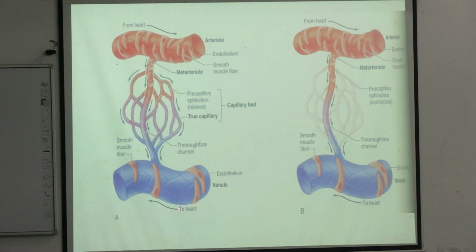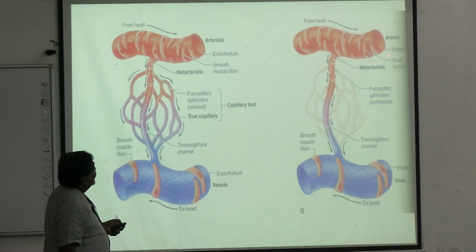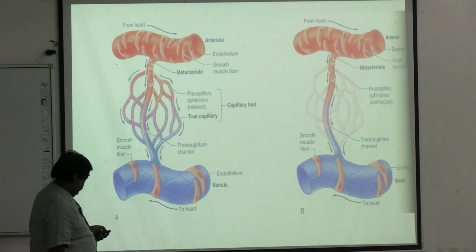Now here, from the heart it goes: arterioles, metaarterioles, this is the picture. The precapillary sphincters are here, muscle fibers and thoroughfare channels.